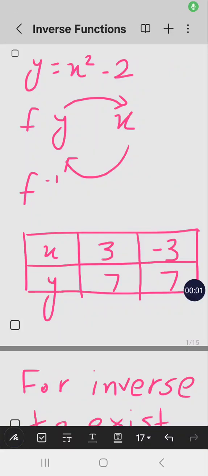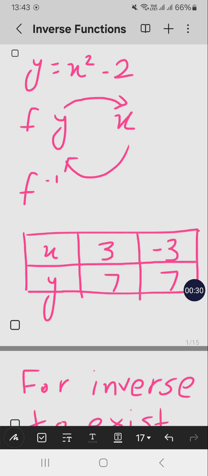So today we'll be looking at inverse functions, and we'll do a question regarding inverse functions. So the question is: does this function y is equal to x square minus 2 have an inverse? And if it has an inverse, what is that function? And if it doesn't have an inverse, why is that?